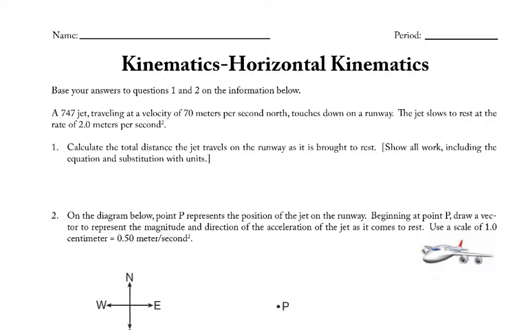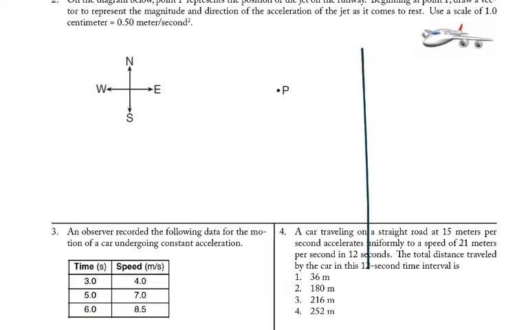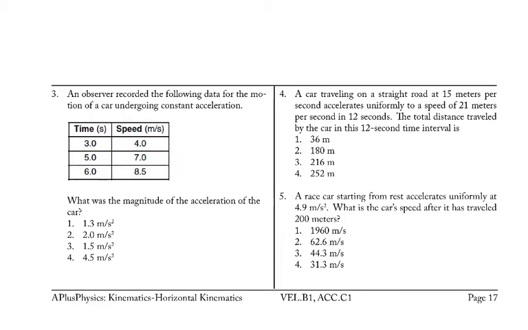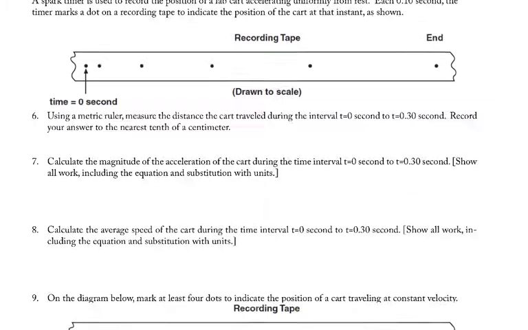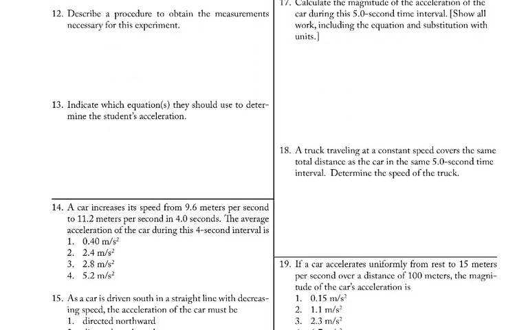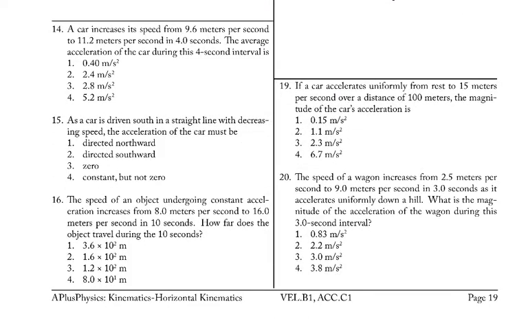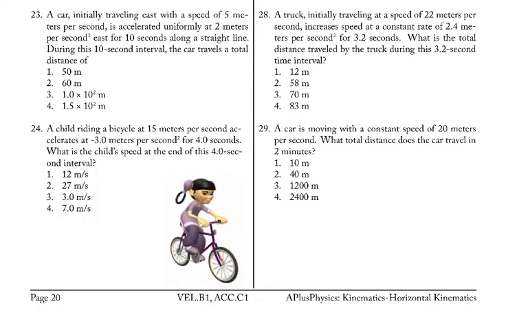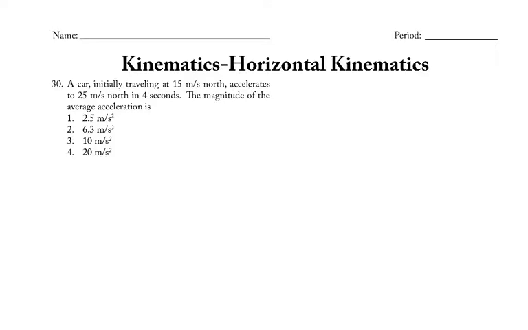This time we have our A plus physics worksheet, Kinematics, horizontal kinematics. So here is the worksheet. Here's page 1. Numbers 1 through 5. Then numbers 6 through 11. Numbers 12 through 20. 21 through 29. And 30 by itself. Poor 30. All right.